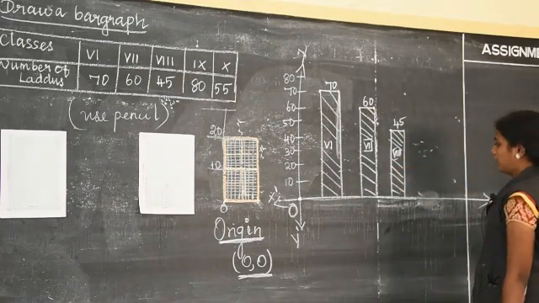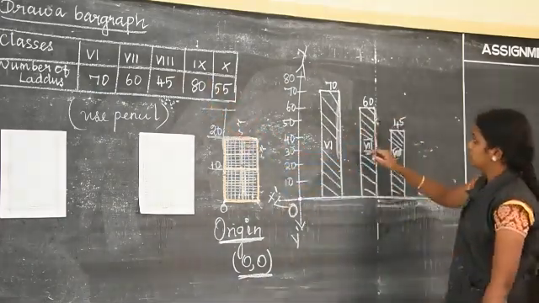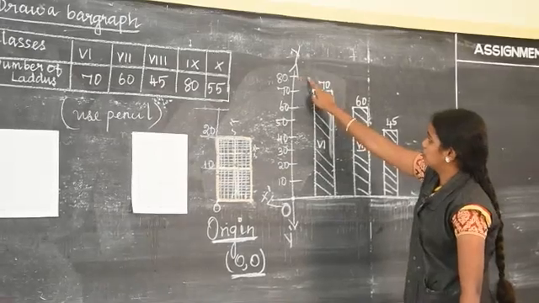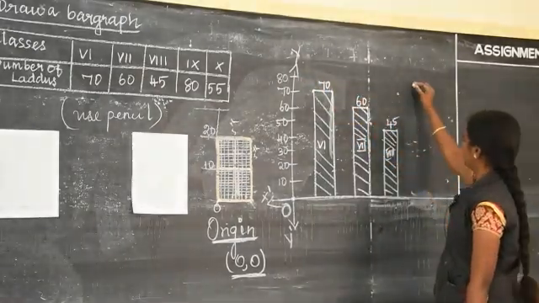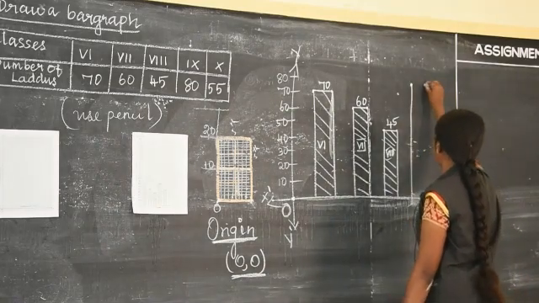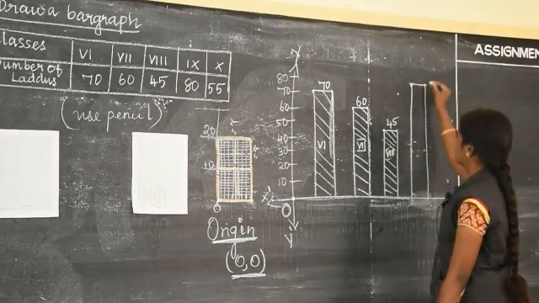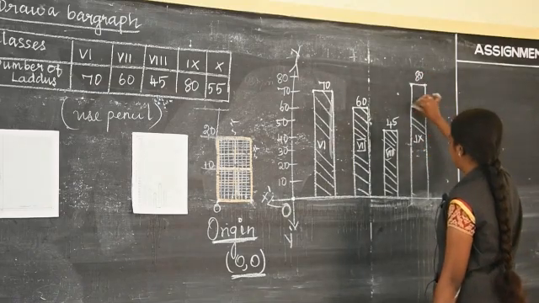Next 9. Class 9 is 80. Where is the 80? Here. Keep your scale. Go for it. Leave one box, you should leave. Dot. The next box dot, join at 80, class 9.